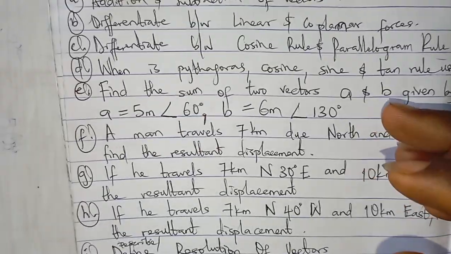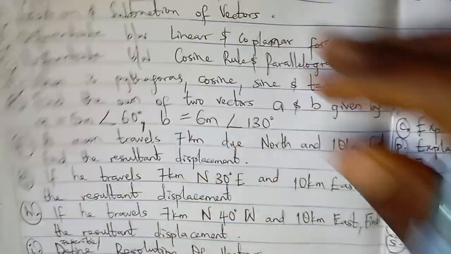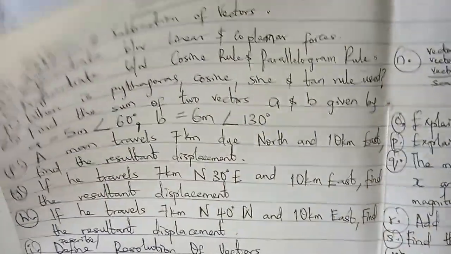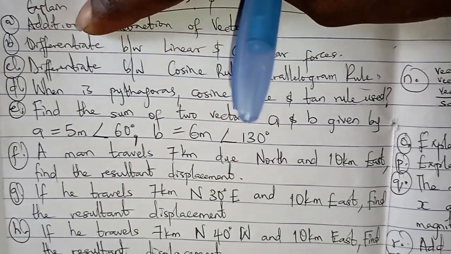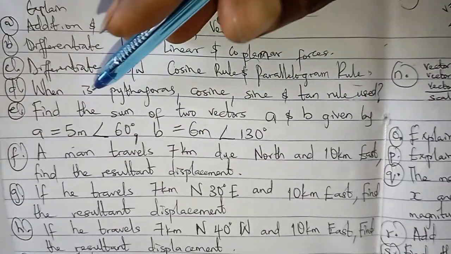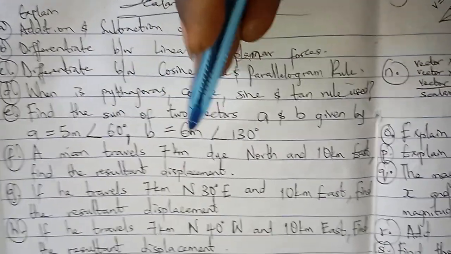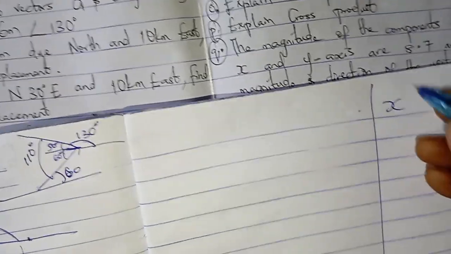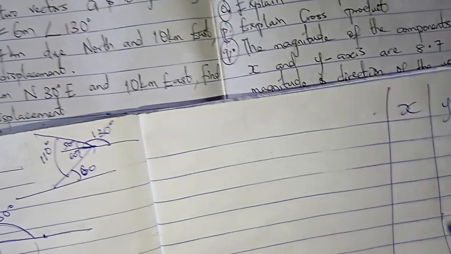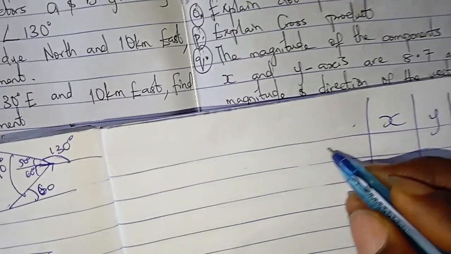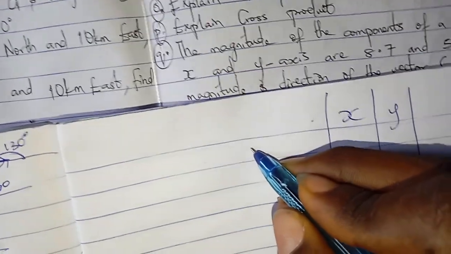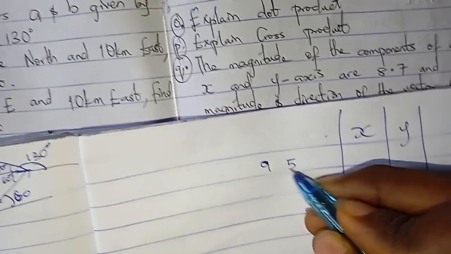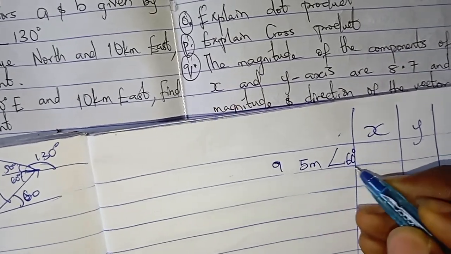So let me bring out a special site for this question. Let's look at the question again. Find the sum of two vectors A and B given by A equals 5 meter angle 60 degrees, B equals... Once I see any question about vectors, I just draw the x-axis and y-axis, finish, simple. They gave me A to be 5 meter angle 60 degrees.